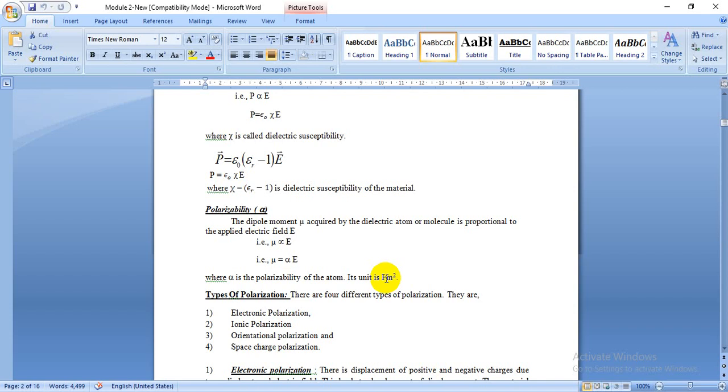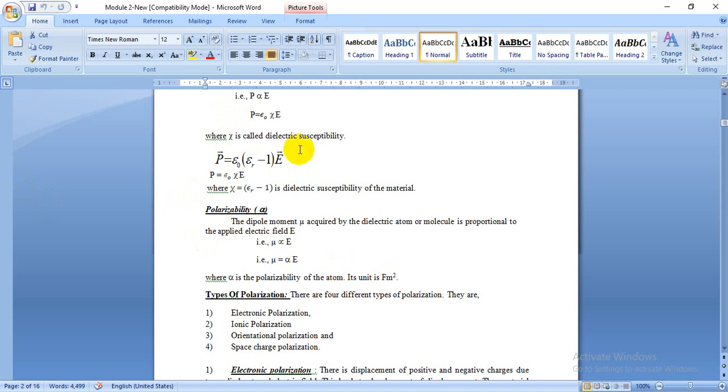To remove the proportionality symbol in polarization, we have introduced the susceptibility term: P equals epsilon naught into chi into E. Chi we have written as epsilon r minus 1. So what is the third formula? P is equal to epsilon naught into epsilon r minus 1 into E. That is formula number 3.